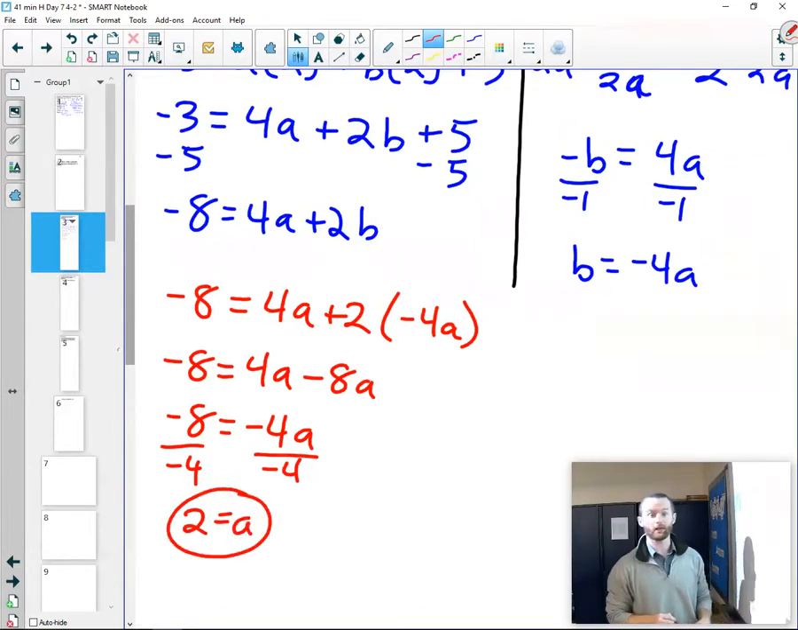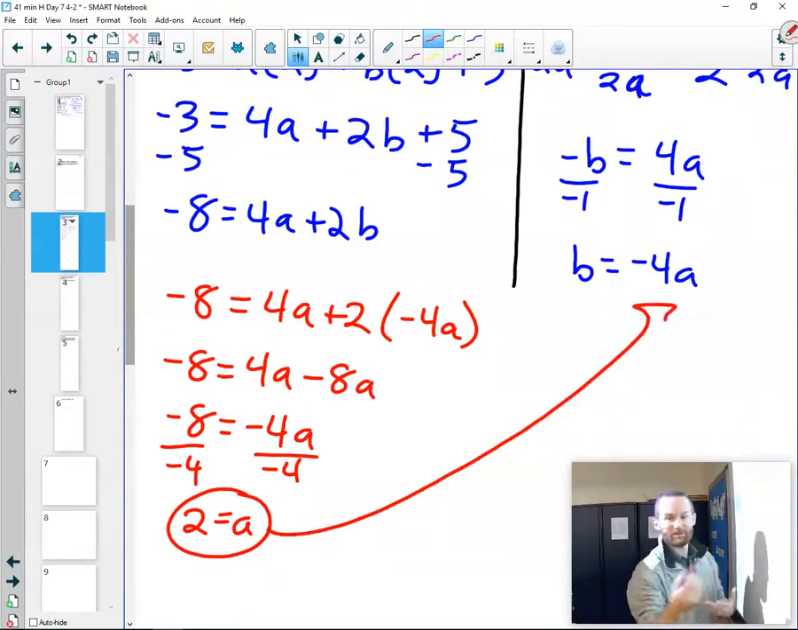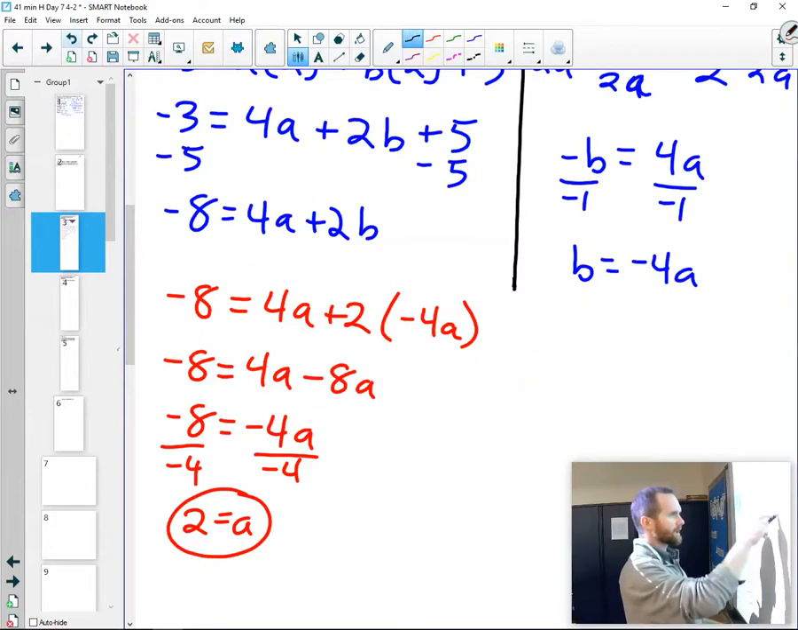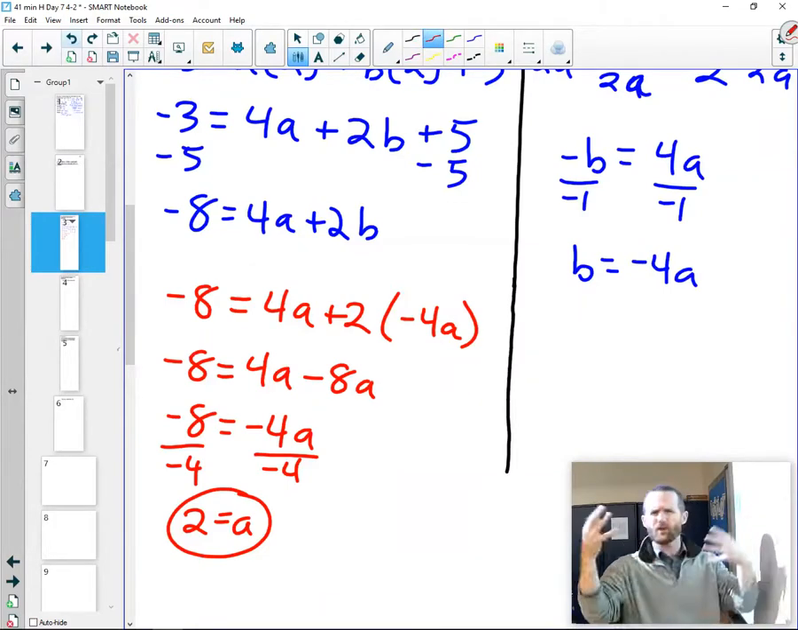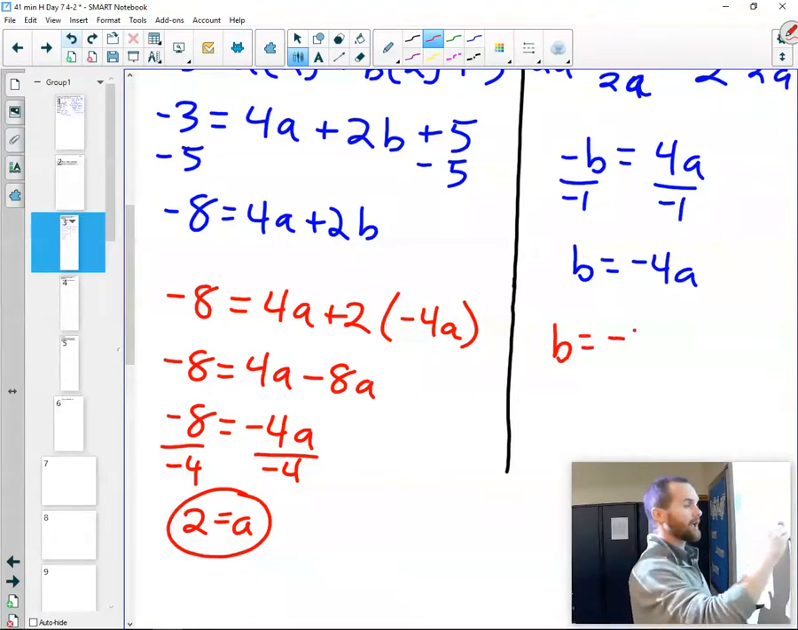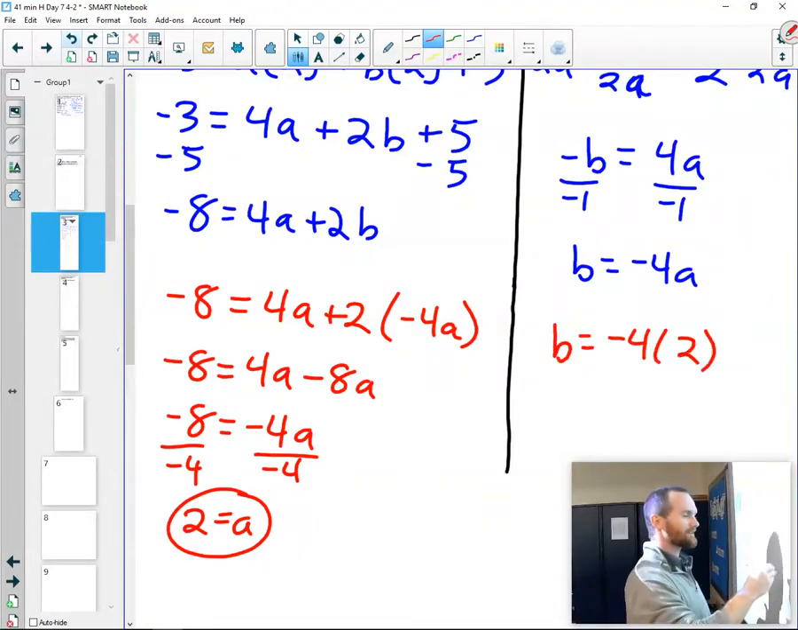So we found our a value. Now to find b, we just plug in our a value. We plug in 2. So this equation, again, let's separate this so we can keep the two equations separate, even though we're plugging them in back and forth. We end up with b equals -4 times 2, which hopefully we can see is just -8. b equals -8.